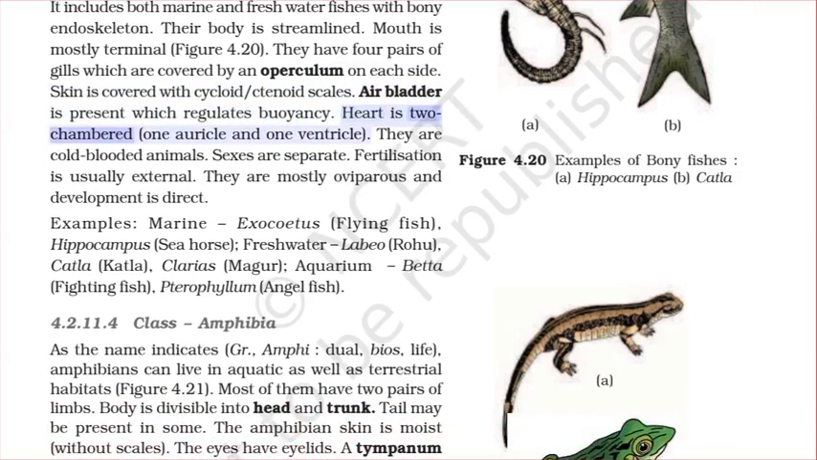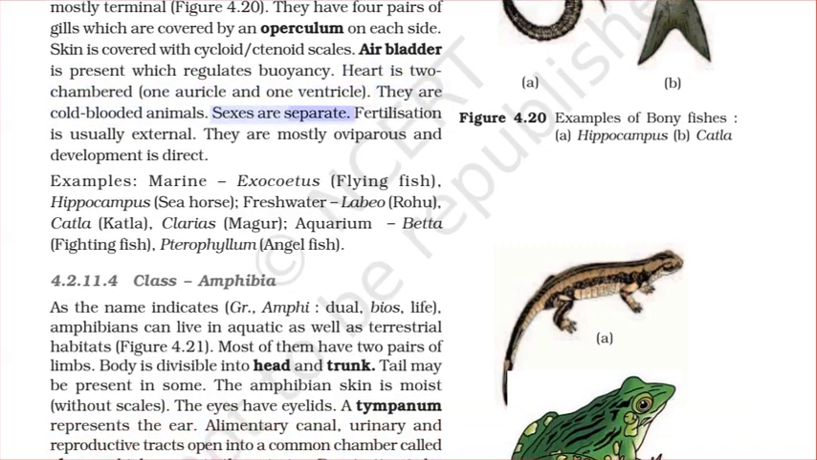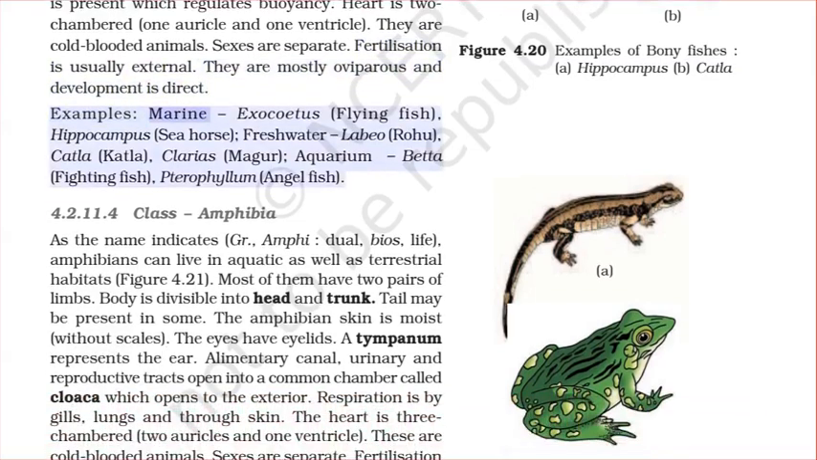The heart is two-chambered, with one auricle and one ventricle. They are cold-blooded animals. Sexes are separate. Fertilization is usually external. They are mostly oviparous and development is direct. Examples: marine, Exocoetus, flying fish; Hippocampus, seahorse; freshwater, Labeo rohita, Catla, Clarias, magur; aquarium, Betta, fighting fish; Pterophyllum, angelfish.